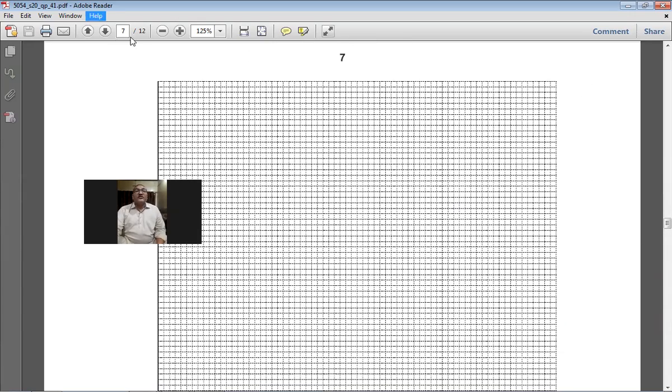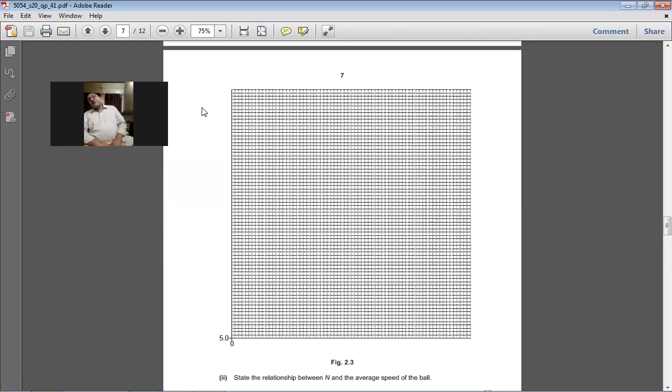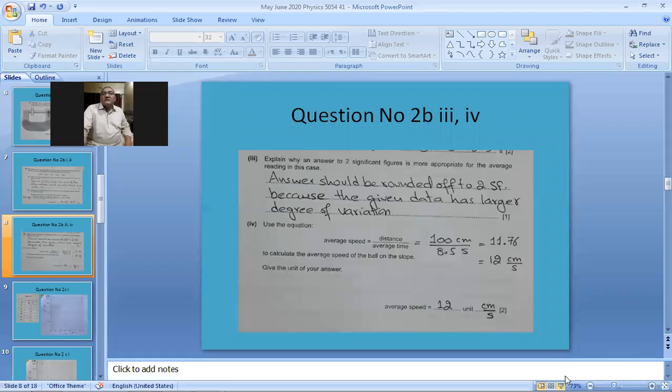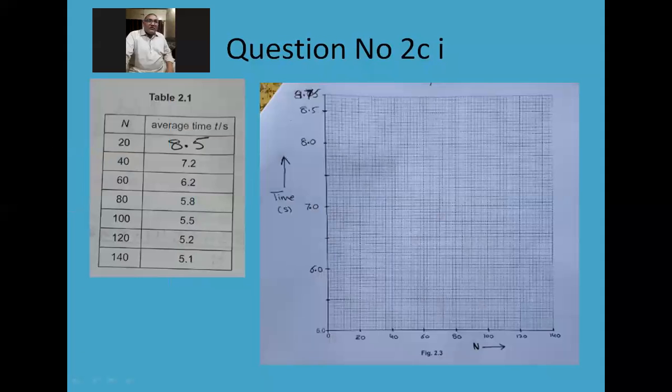So let me show you. This is the grid which is given to us. Let me reduce the size of the grid. We have to draw the graph, and on the y-axis we will take time, and on the x-axis we will take the number of papers. So this is how you do question number 2C, first part. You can see this table, and the time has to be labeled, in seconds, on the y-axis, and on the x-axis we will represent the number of sheets of the paper.